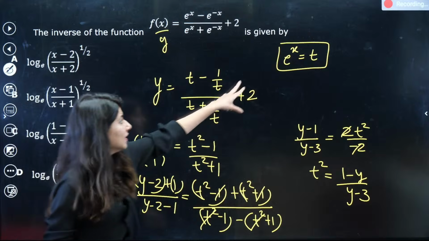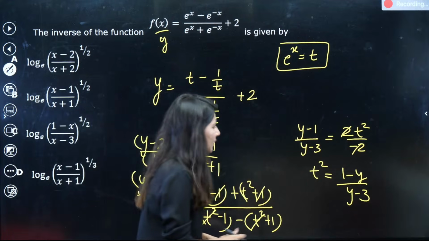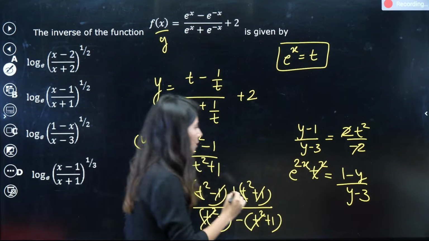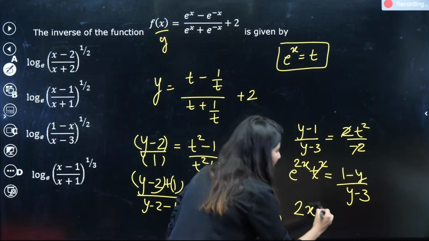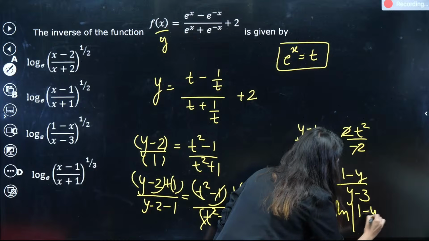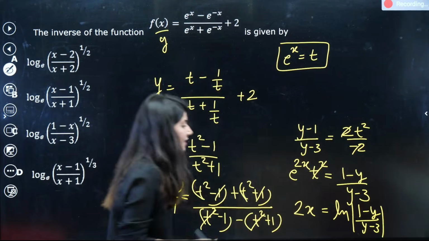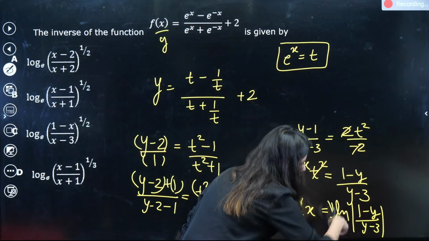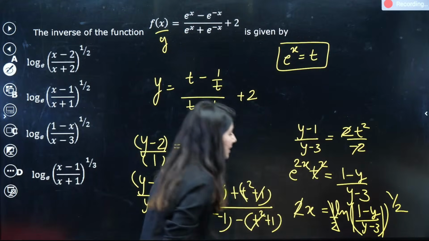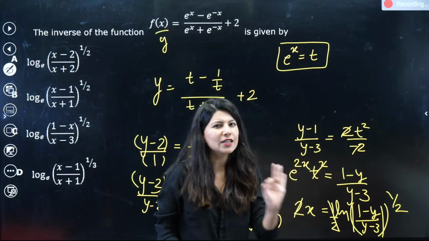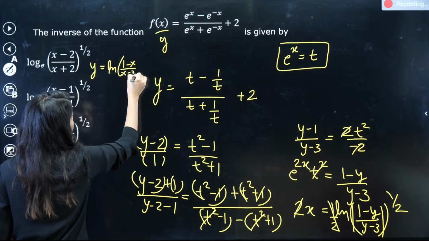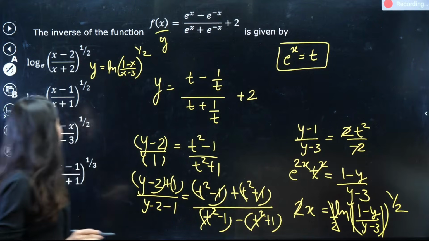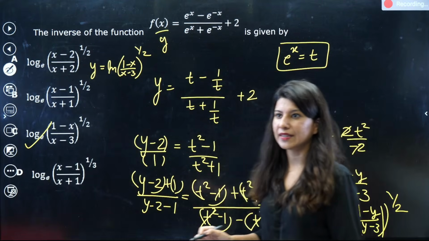Now t is temporary. T square is what? e raised to power 2x. So now is the time to replace t square by e raised to power 2x and take log on both sides. The moment you take log, you are going to get 2x log e, which will be 1, and this is going to be log of (1 minus y) upon (y minus 3). And the last step is what? This 2 will go over here, so this is going to be 1 by 2, and this 1 by 2 will be in the power. Now can you clearly see x completely in terms of y? So (1 minus x) upon (x minus 3) raised to power half is matching with option C. So clearly option C is absolutely right.